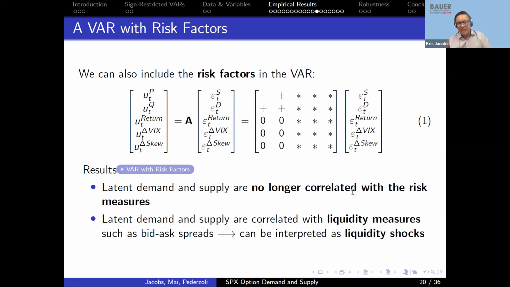And then some of the things that remain in the latent supply and demand that comes out of this are things like, for instance, liquidity measures such as bid-ask spreads. And so basically, once you take care of the fundamentals, such as the VIX or the skew, then what's left is liquidity shocks.